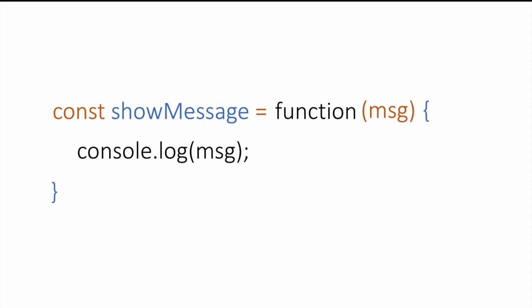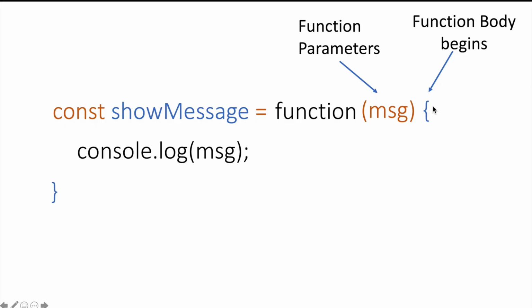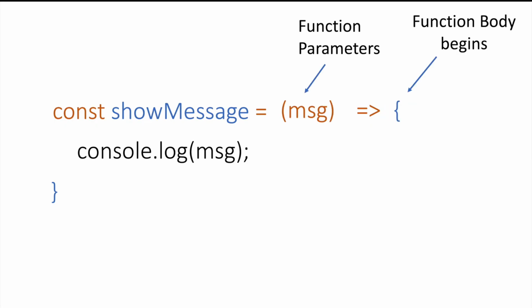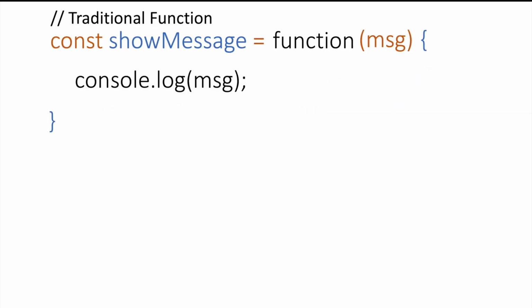So there are three parts here. One is the function keyword, and then we have the function parameters, and then we have the function body within curly braces. If we want to convert this into an arrow function, we have to do two things. The first is we have to drop the function keyword, and then we have to place an arrow symbol between the function parameters and the function body. So we have placed an arrow symbol between the function parameters and the function body, and now we have an arrow function.